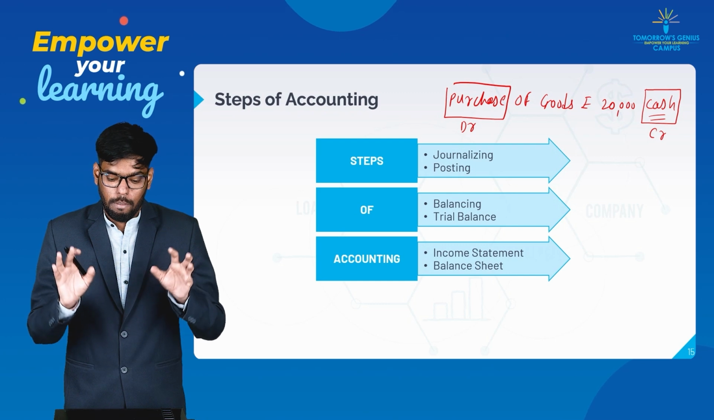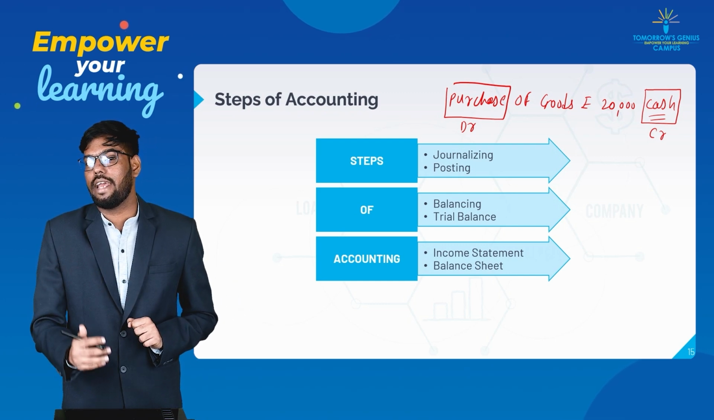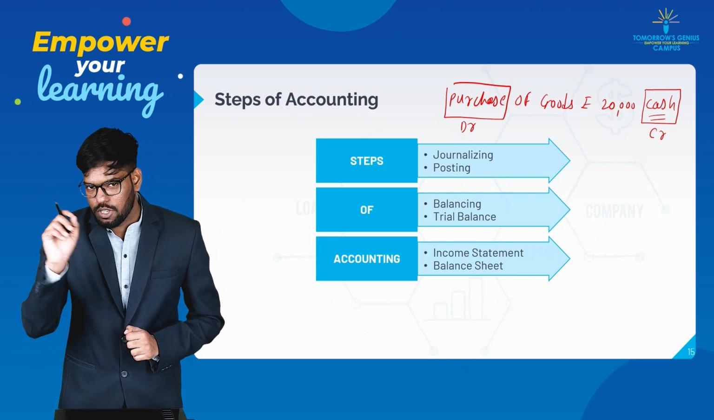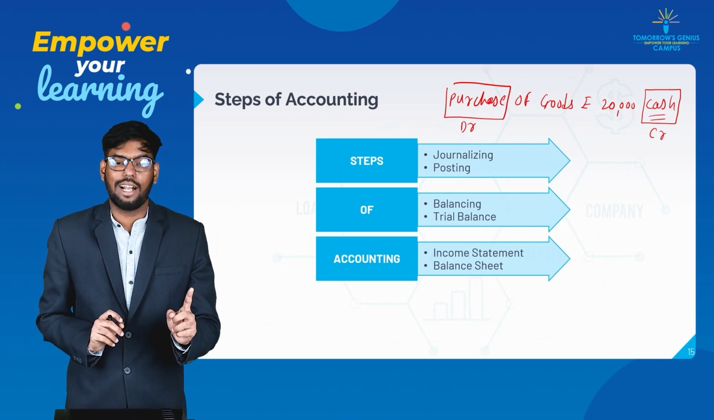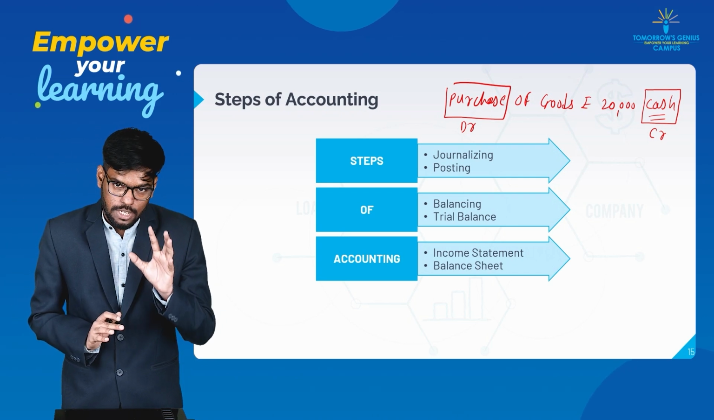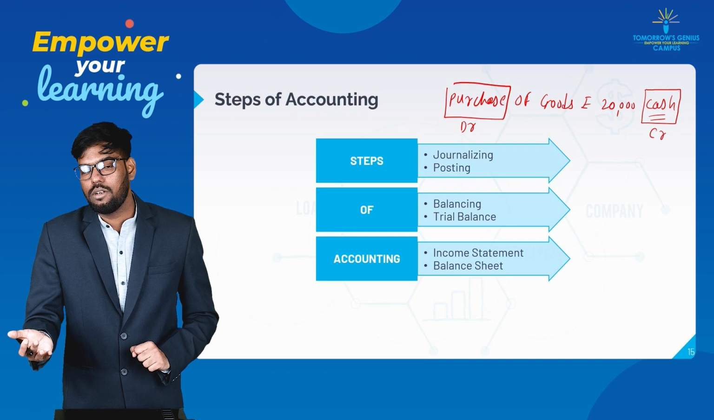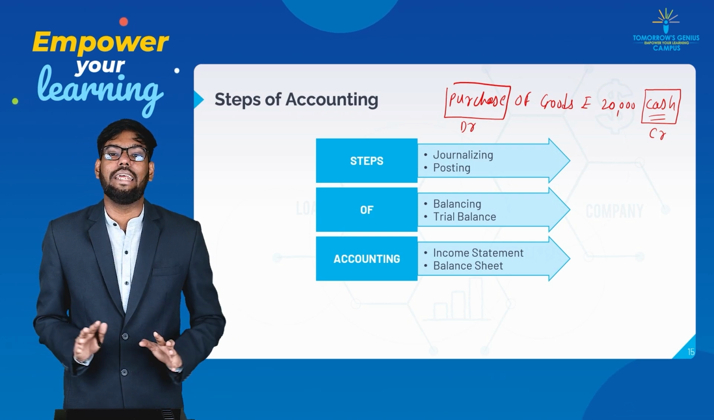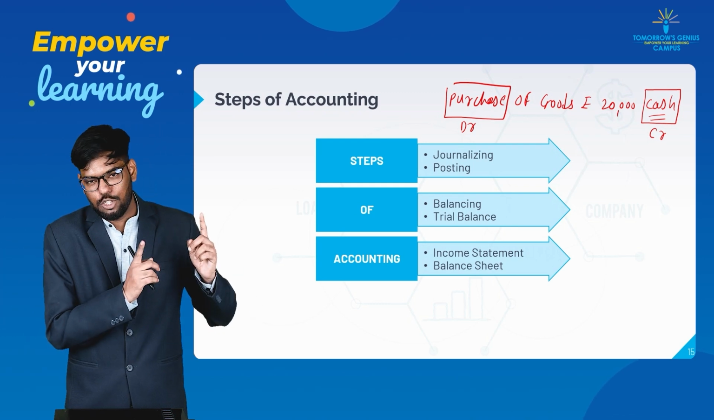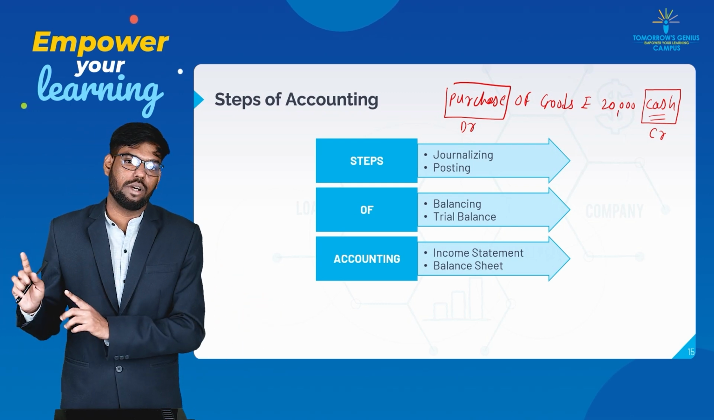Getting it? So by identifying these, the next step will be passing journal entries, right? You will be passing journal entries: purchase account debit to cash account, right? So after passing the journal entry, next comes the preparation of ledger accounts. You will be maintaining two separate accounts: one is your purchase account and another is your cash account, right?